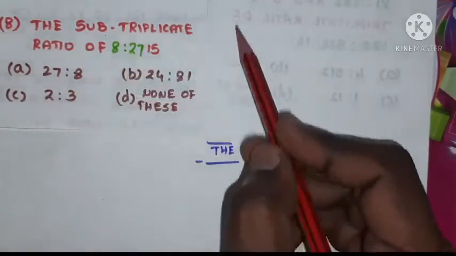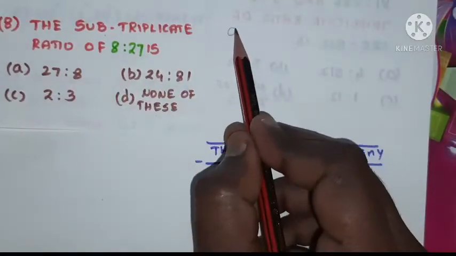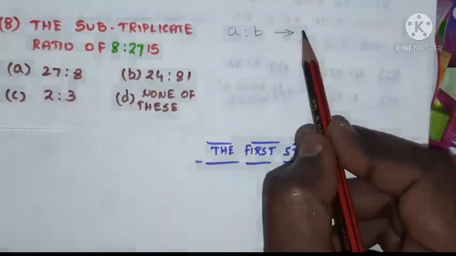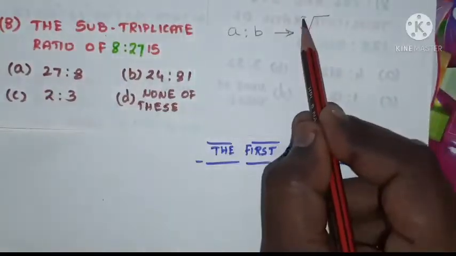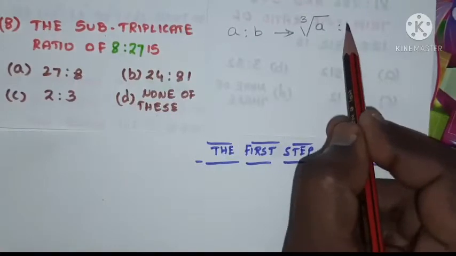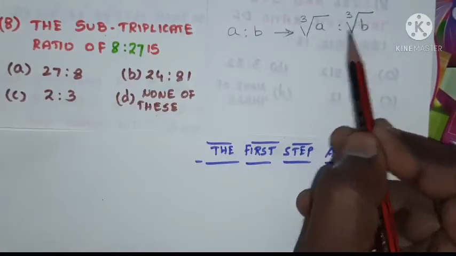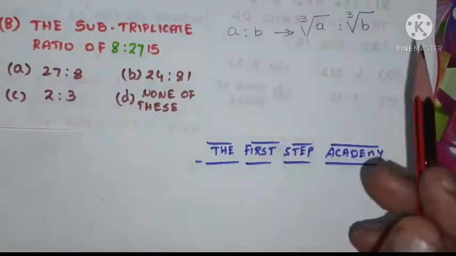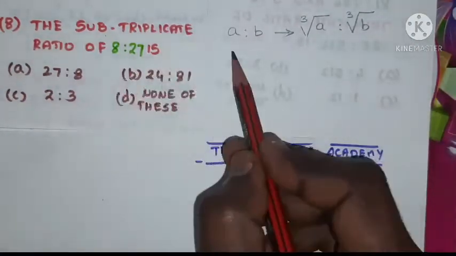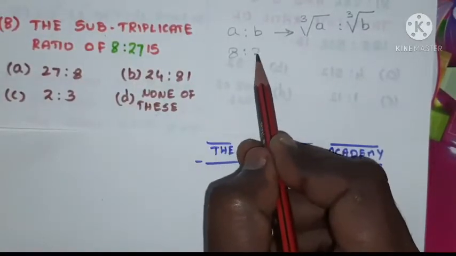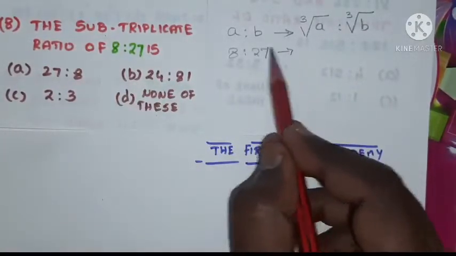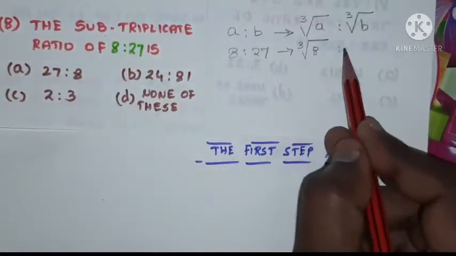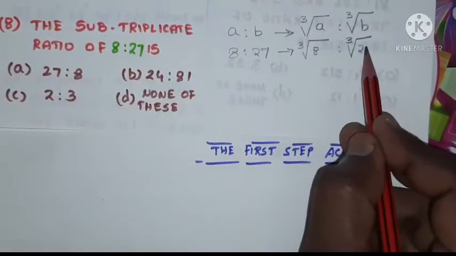So sub-triplicate ratio, in the sense, if we have a ratio called A is to B, then its sub-triplicate ratio can be written in the form cube root of A is to cube root of B. That's it. If you know this, we can find the answer quickly, right? What is our given ratio? Given ratio is 8 is to 27, where A is 8, B is 27. Substitute here. So cube root of 8 is to cube root of 27.